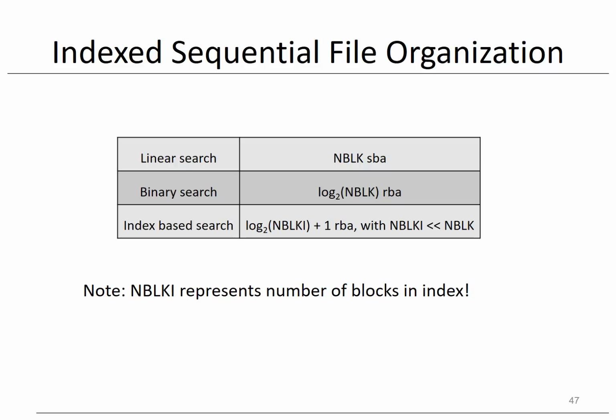We summarize the required block accesses for respectively linear search, binary search, and index search in this table. The expected number of block accesses to retrieve a single record using a primary index amounts to logarithm base 2 of NBLKI random block accesses for a binary search on the index, with NBLKI representing the number of blocks in the index. One additional random block access is needed to retrieve the actual record, assuming the intervals correspond to individual disk blocks.